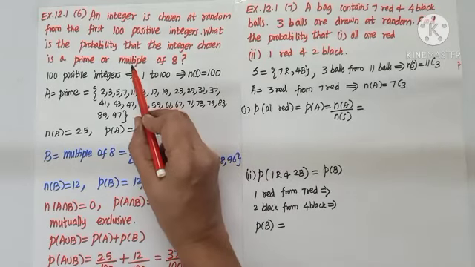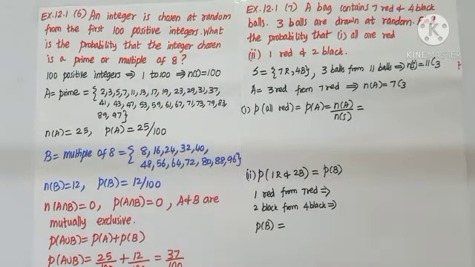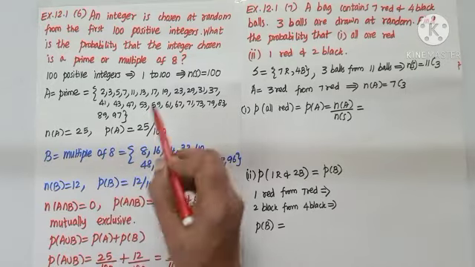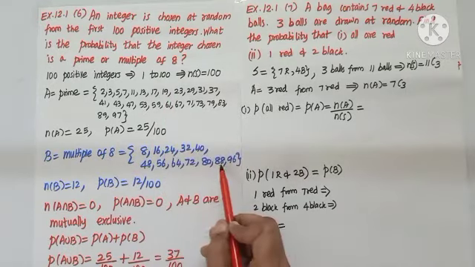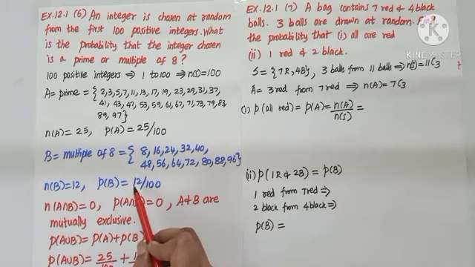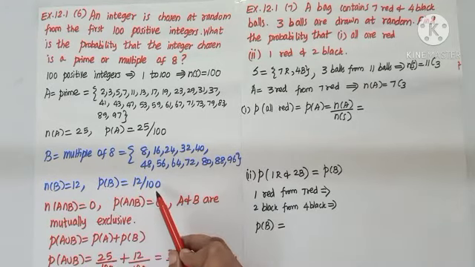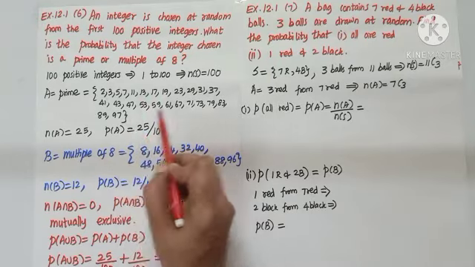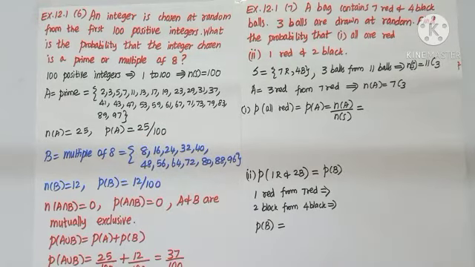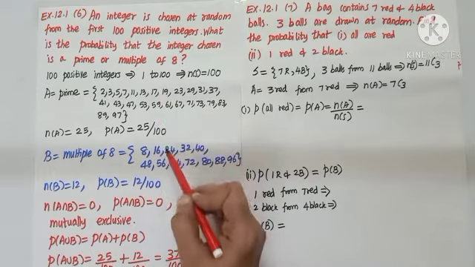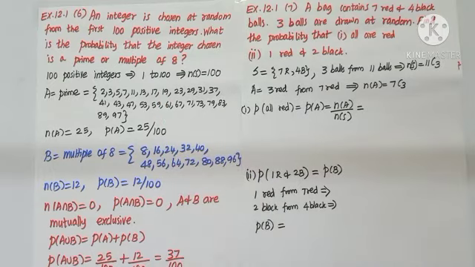The second condition is a multiple of 8. What are the multiples of 8 from 1 to 100? We have listed and we have 12 such numbers. So P of B is 12 by 100. P of A is 25 by 100. We do not have anything in common.